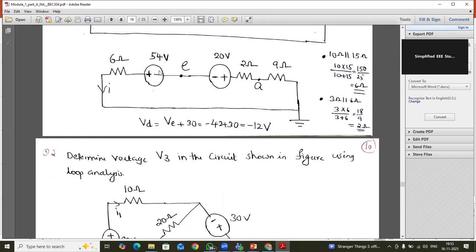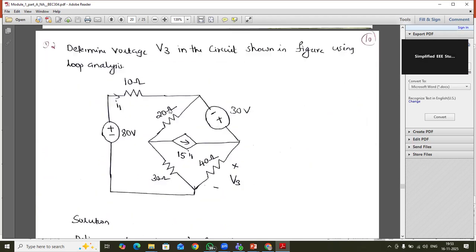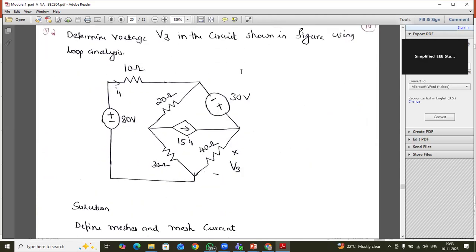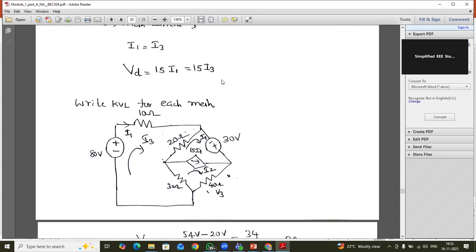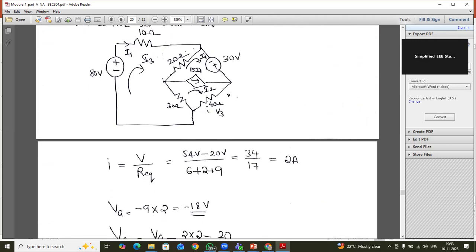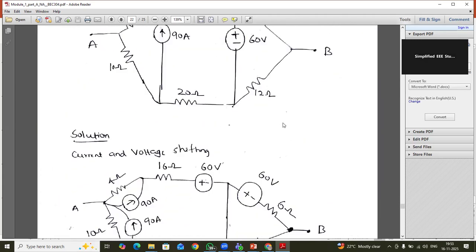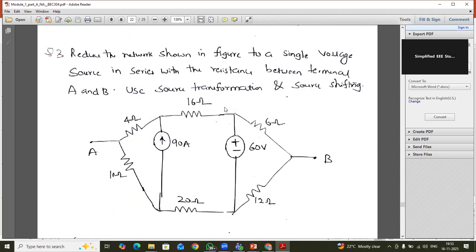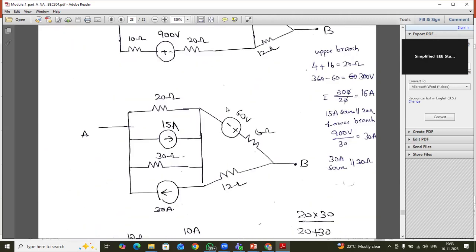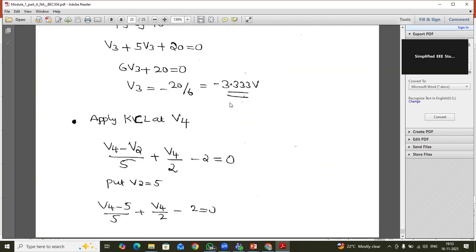So those things you have to remember. Similarly, calculation of unknown voltage. Using these kinds of problems, you can also expect them in the university examination. Calculation of unknown voltage, unknown current, all those things. So source transformation and source shifting are also very important. So we can go through this.